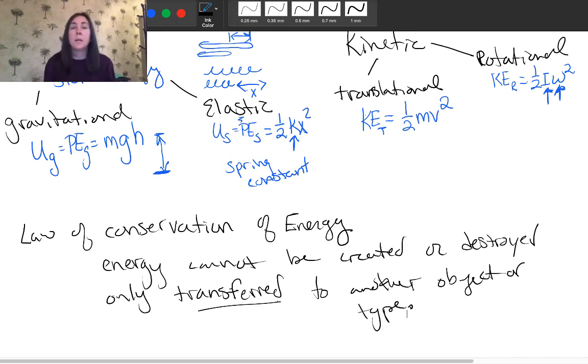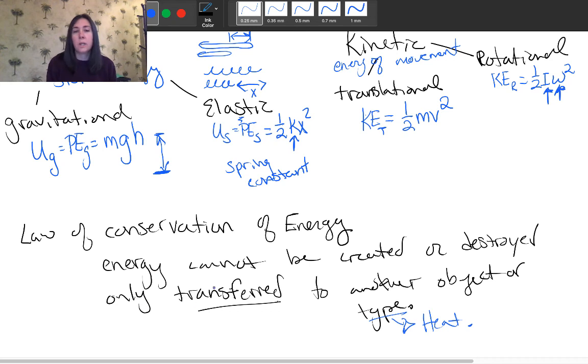Think about chemical energy. When I eat a big salad or a hamburger, I'm taking that energy that's stored in those chemical bonds, and then I am digesting that food and I'm transferring it to maybe kinetic energy, energy of motion. I guess I didn't say that. Kinetic energy is energy of movement. Okay, so the other idea, to another object or type, this idea transferring a lot of energy gets transferred as heat.